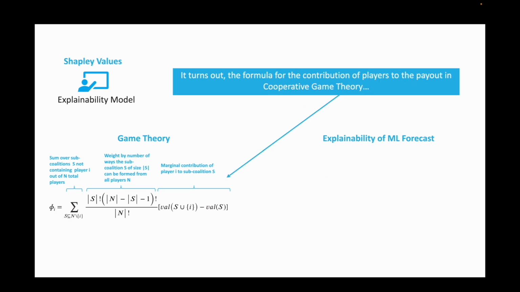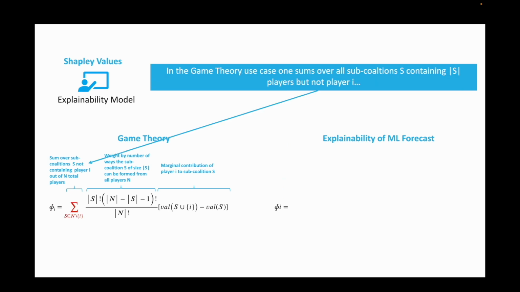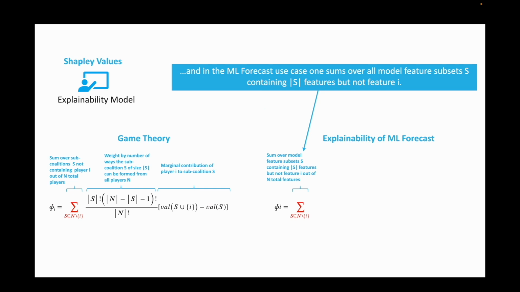It turns out the formula for the contribution of players to the payout in cooperative game theory only needs to be adjusted a little bit to reflect the machine learning forecast use case. In the game theory use case, one sums over all subcoalitions S containing a number S players but not player I, and in the machine learning forecast use case, one sums over all model feature subsets S containing a number of features S, but not feature I.